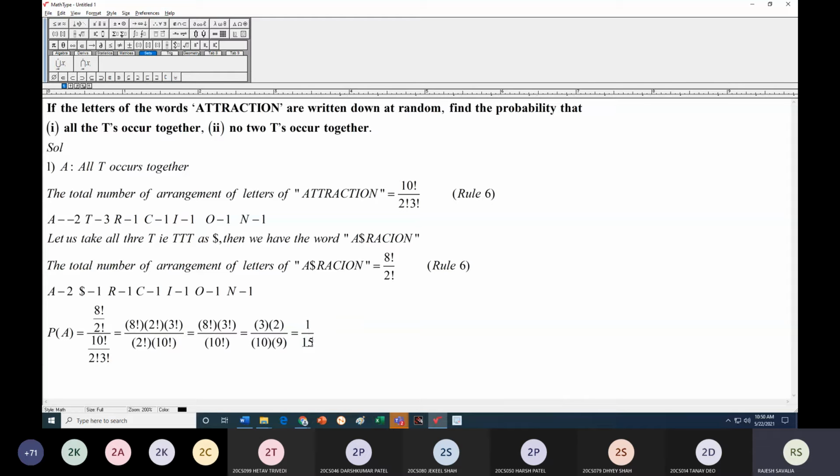1 by 15. So when you arrange the letters of attraction 15 times, out of 15 times you will get one spelling in which all 3 T's occur together. Is it okay? Any doubt? No, sir.